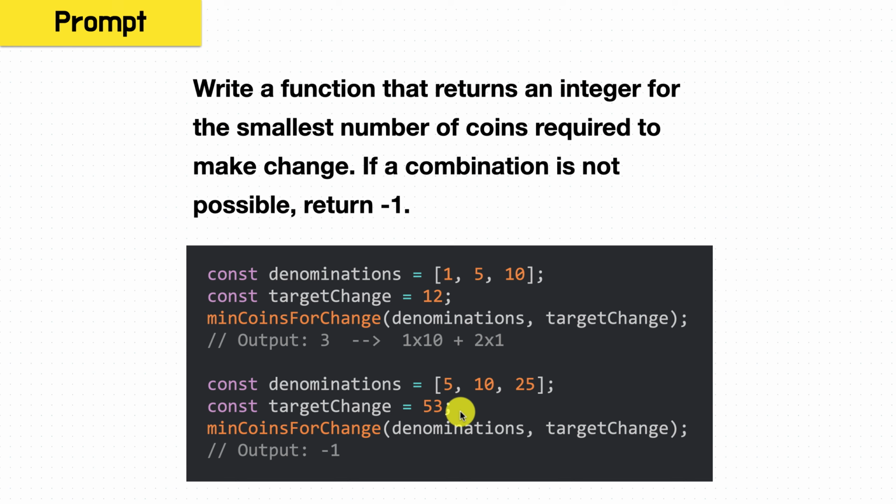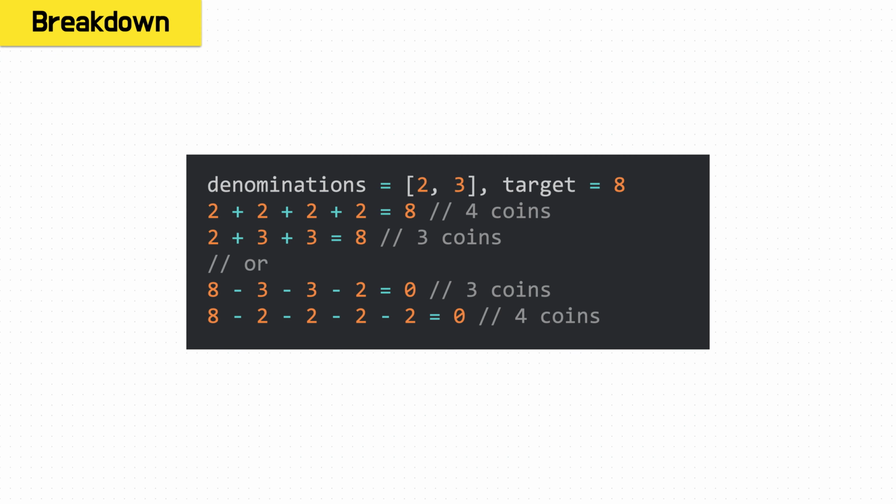For this second example, we have a target of 53, and we have the coins 5, 10, and 25 available, and none of these coins can add up to reach 53. So the output is -1, which indicates we can't reach this target amount with the coins available. Let's take a look at one more example, and then we can start to build up some intuition about how we would solve this.